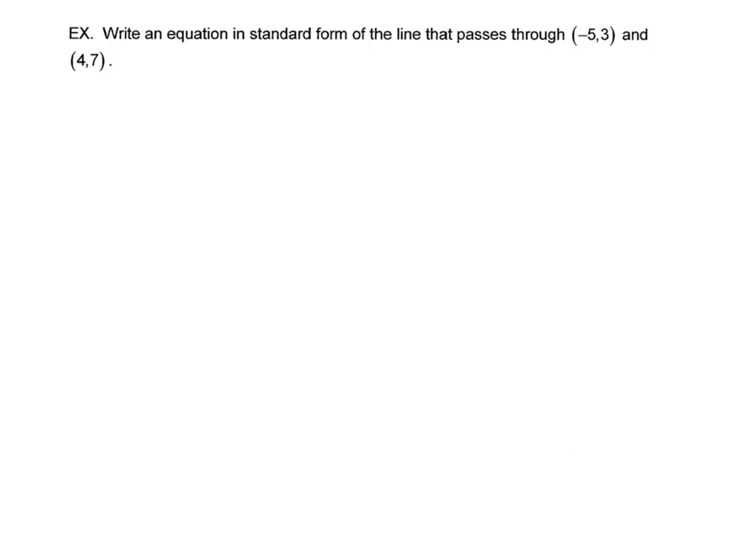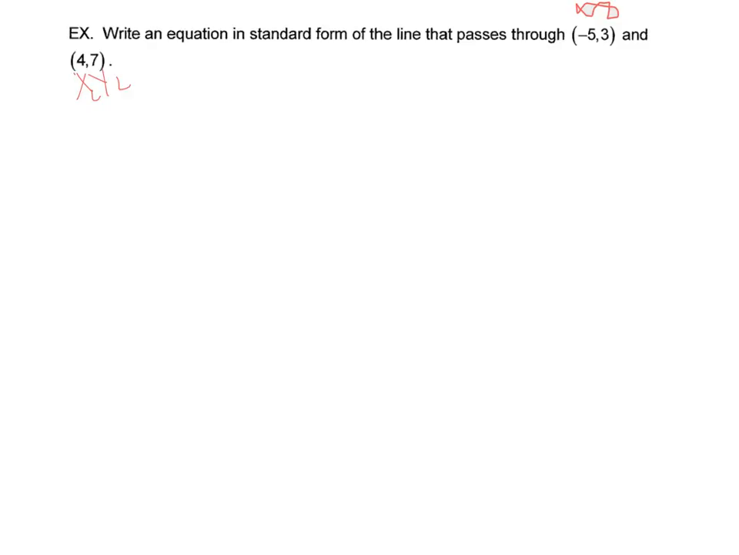So we want to write an equation in standard form of the line that passes through negative 5, 3 and 4, 7. I think it's a good idea before you start to label your points. This is x1, y1, and then x2, y2 to help you keep track. If you look at the formulas on the previous page, it starts with the slope formula.